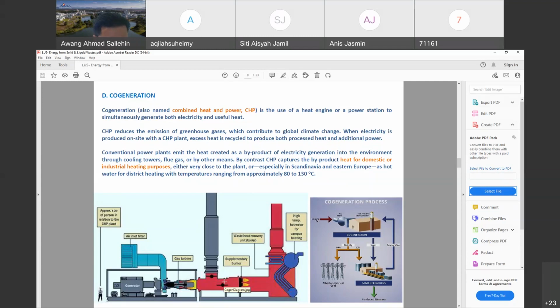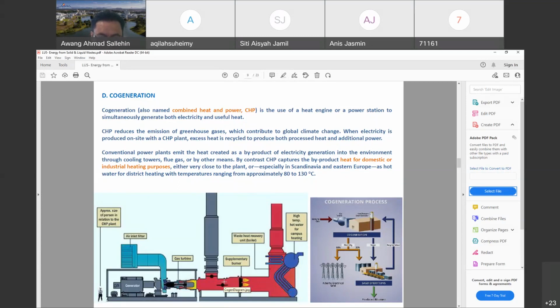Nothing is being released and not utilized fully. So this is something to do with the circular economy. Okay, so the end theme is the circular economy.